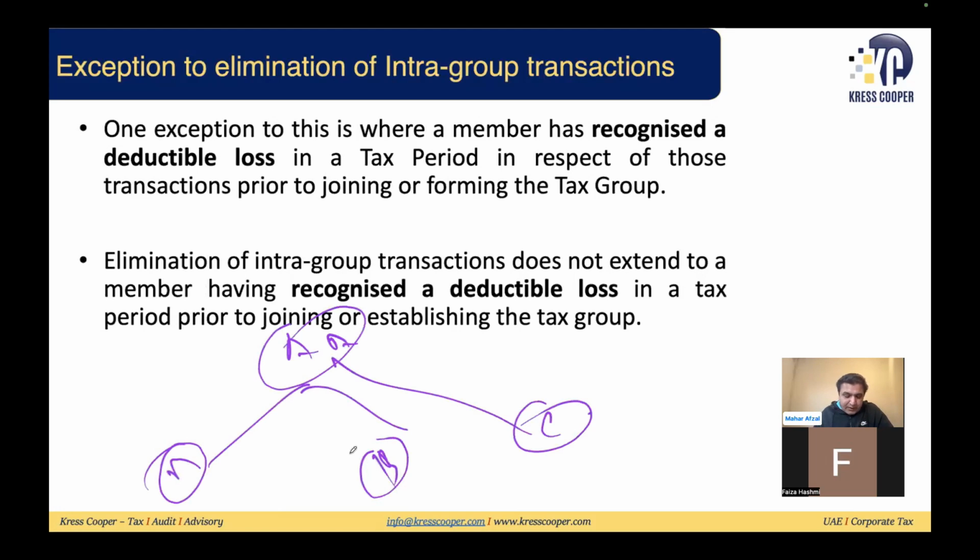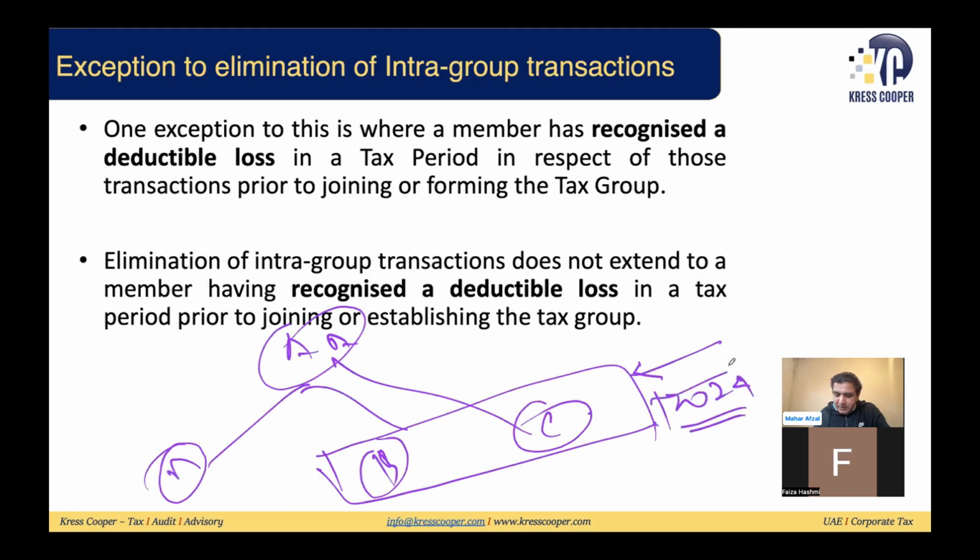Before entering into the group, assuming there was a transaction between B and C, this transaction has occurred between B and C before entering into the tax group. Assuming in 2024 they entered into one transaction, then in 2025 they entered into the tax group. Due to this transaction, B has booked a deductible loss, and we know that B can carry forward the losses.